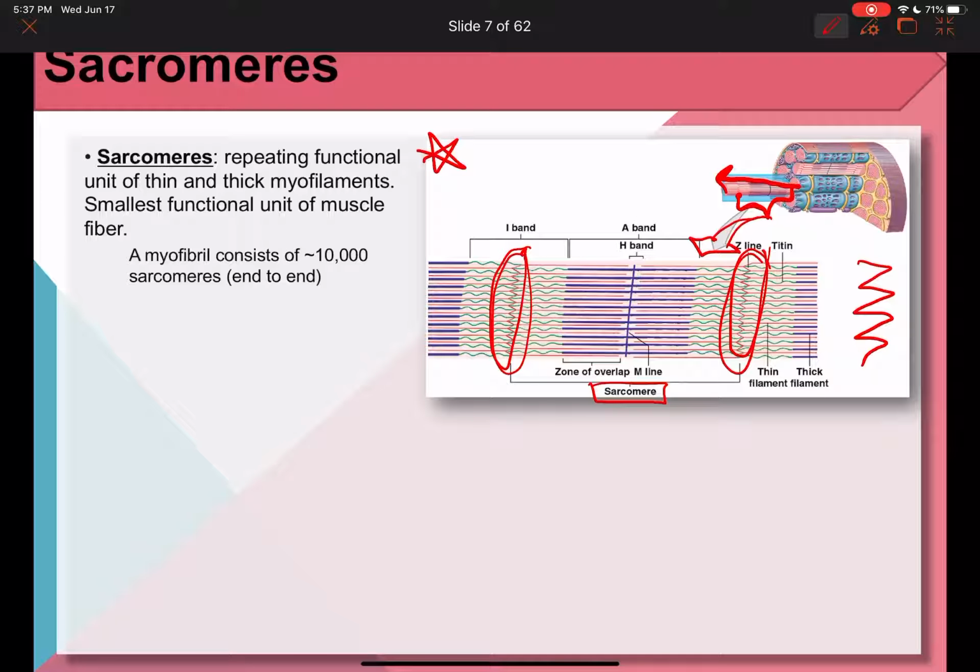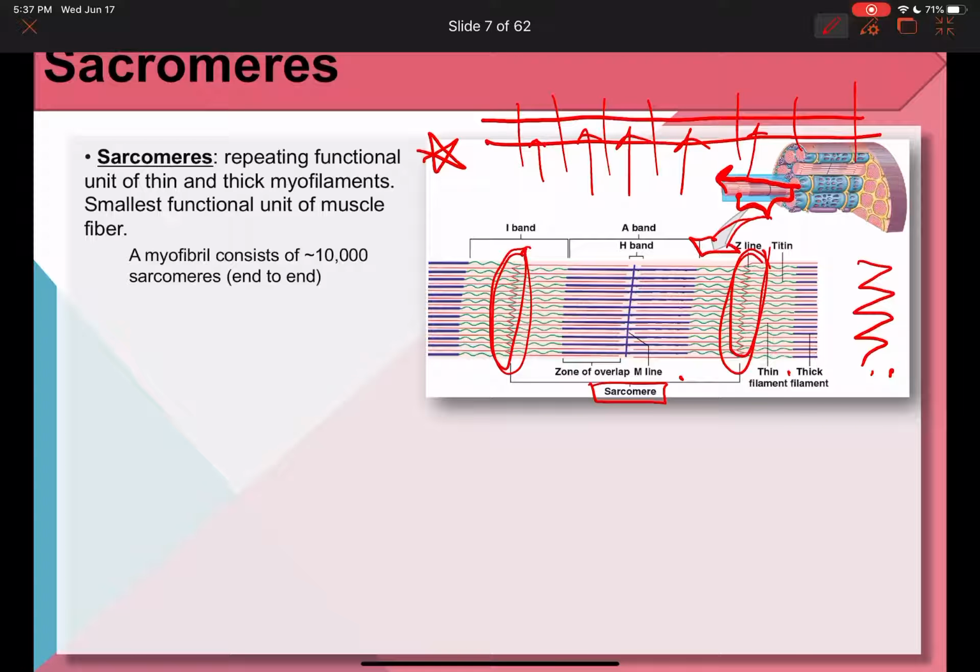So all along the entire myofibril, one myofibril can contain anywhere up to 10,000 of these sarcomeres all connected together. So this one long myofibril, for example, can have sarcomere, sarcomere, sarcomere, sarcomere, sarcomere. That's what I mean by having one sarcomere connected to each other. So from Z disc to Z disc is one sarcomere, and one long myofibril can have 10,000 of these sarcomeres all connected to one another.